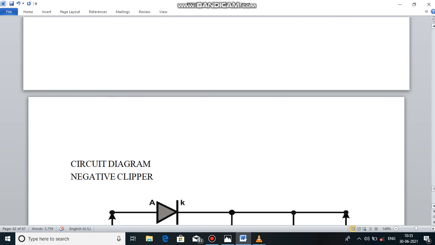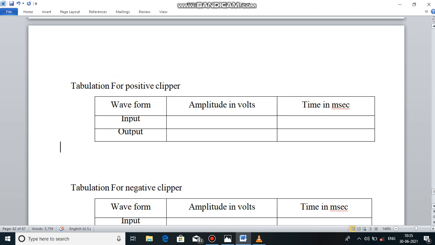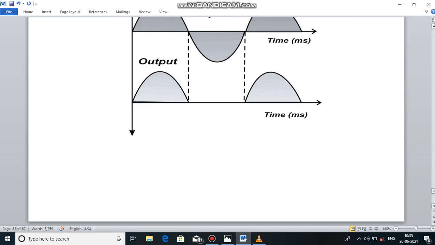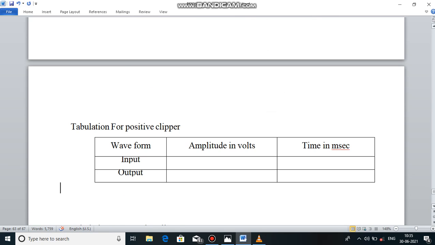On seeing this, you can observe this is the positive clipper. This is the input waveform, and you can see the output. The positive half is not there at both the ends, which means the positive waveform has been clipped off. This is the clipper circuit performance. Similarly, you can observe in the negative clipper also. Here the negative clipper won't have the negative part. We have the same input waveform, but the negative part is clipped off. This is what we are going to do with this experiment.